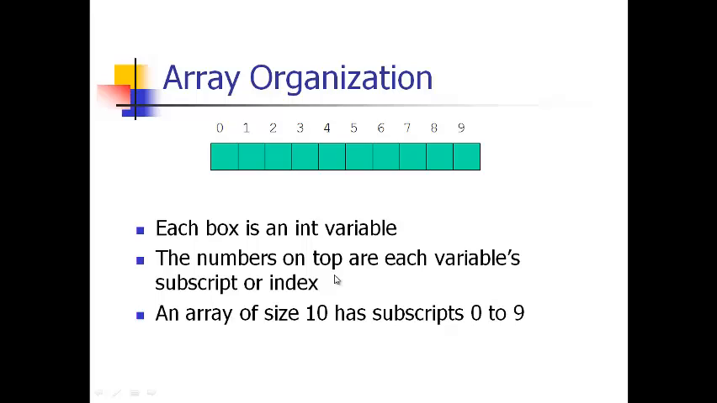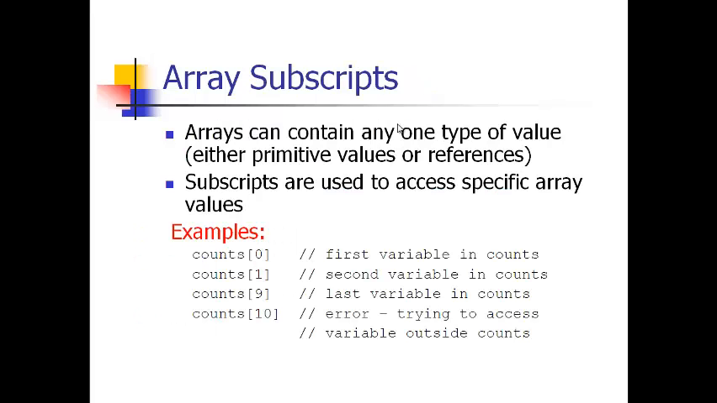Array organization. Each box is an integer variable. The numbers on top are each variable's subscript or index. An array of size 10 has subscripts 0 to 9. Array subscript. Arrays can contain any one type of values, either primitive values or references. Subscripts are used to access specific array values. Example: count[0] is the first variable in count, count[1] is the second variable in count, and count[10] is an error because it tries to access a variable outside count.